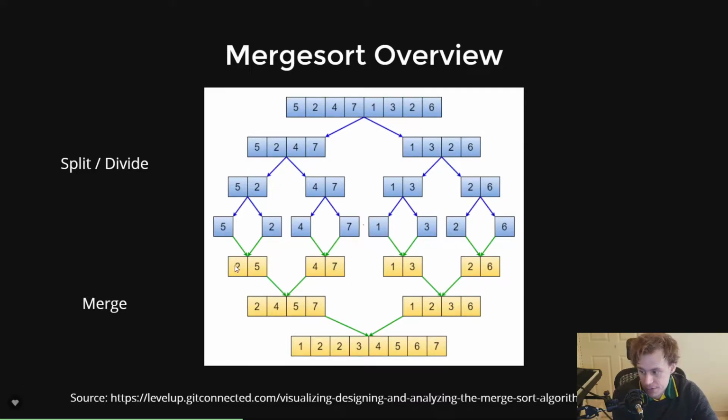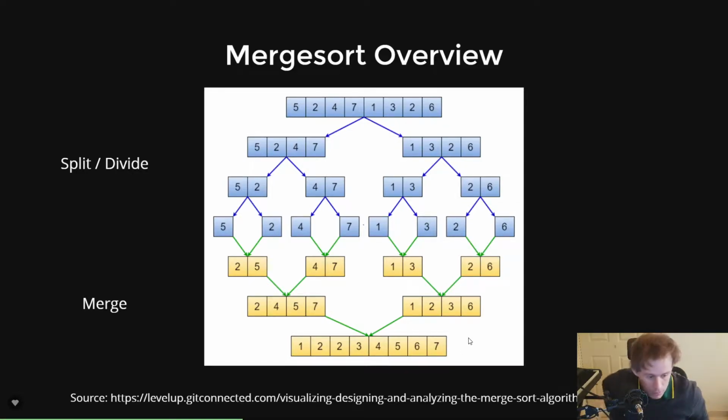What we're doing here now is we're taking two lists of two elements and we're combining them together such that they're sorted. So I got my 2, 5, 4, and 7, and I combined those back together to get 2, 4, 5, 7. And then I can do the exact same thing over here. So I can combine my 1 and my 3, my 2 and my 6 to get 1, 2, 3, 6. And then I can take my two lists of four elements, 2, 4, 5, 7, and 1, 2, 3, 6, and I can combine them back into a sorted list, which gets me 1, 2, 2, 3, 4, 5, 6, 7.